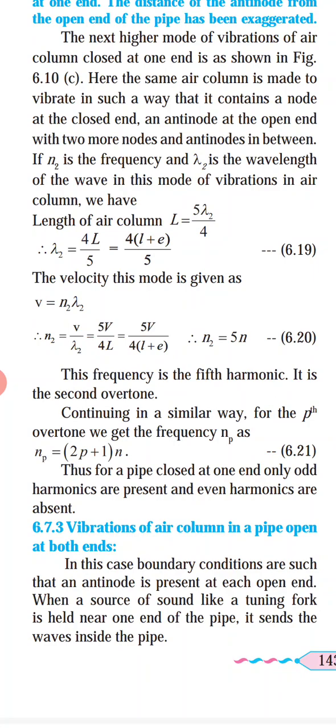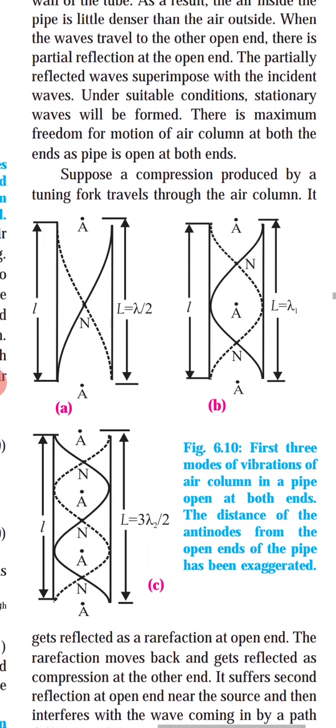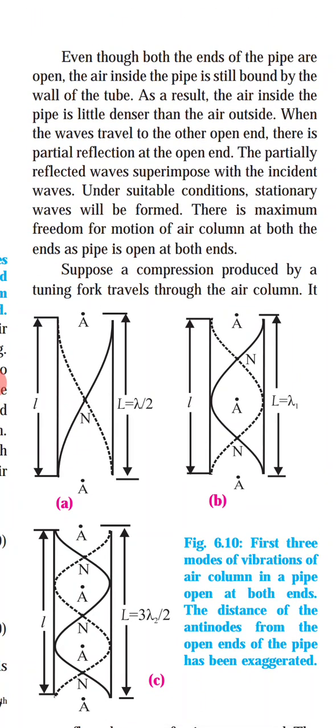When a source of sound like a tuning fork is held near one end of the pipe, it sends waves inside the pipe. So you can see in this figure also. Even though both the ends of the pipe are open, the air inside the pipe is still bound by the wall of the tube. As a result, air inside the pipe is a little denser than the air outside. So when the waves travel to the other open end, there is a partial reflection at the open end. The partially reflected waves superpose with incident waves. Under suitable conditions, stationary waves will be formed.